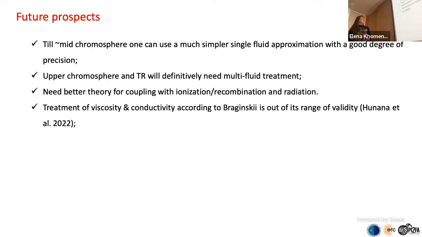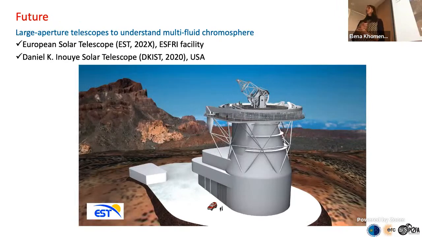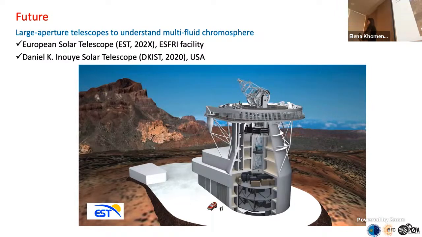We need a better treatment of viscosity and conductivity because everybody is treating these coefficients using Braginskii from the 1965 book. And this is not true. These coefficients are not true because they have been computed for completely collisionally coupled plasma, and we are moving now to plasmas which are not coupled by collisions. So there have been developments, like, for example, these recent 8 papers by Peter Hunana, who is also a postdoc at the IAC in this regard. And of course, we need adequate instrumentation to measure ion-neutral effects. And this is the DKIST and EST, I believe. And that's it. Thank you.